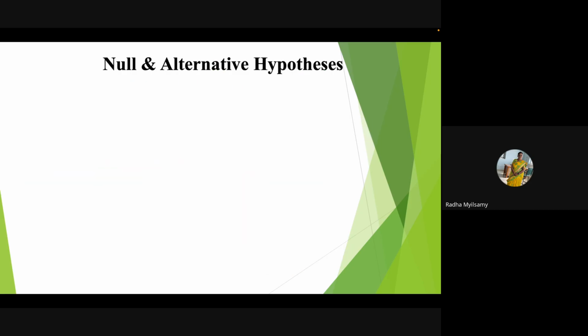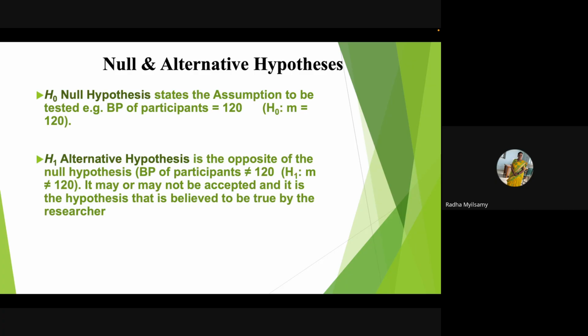So there are two types of hypothesis. Based on the assumption, we may have two types of hypothesis, that is null and alternative hypothesis. The null hypothesis always has the equal value. That means the mean value mu is equal to some value. If it is not equal, we have it as an alternative hypothesis.